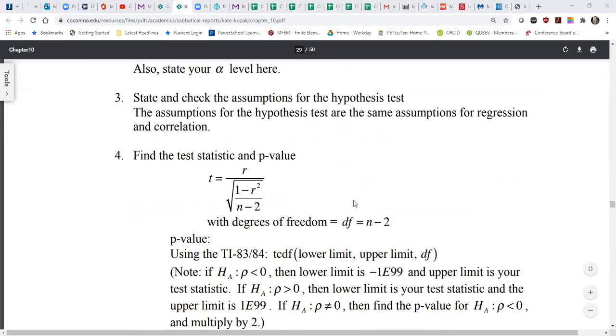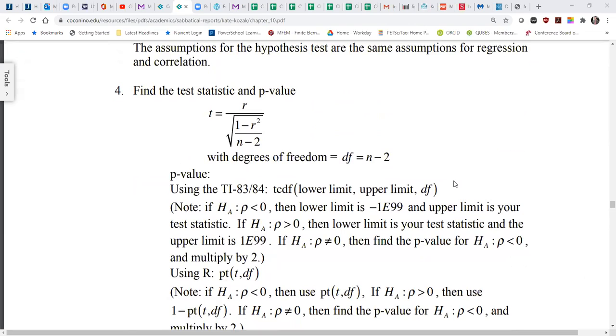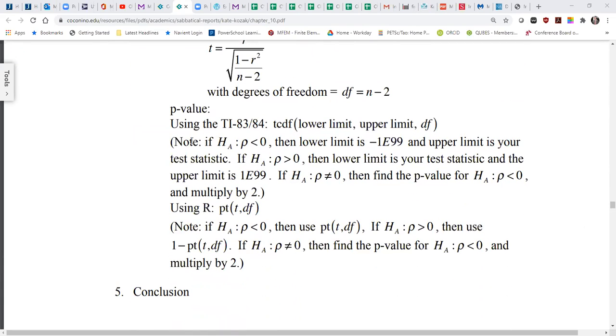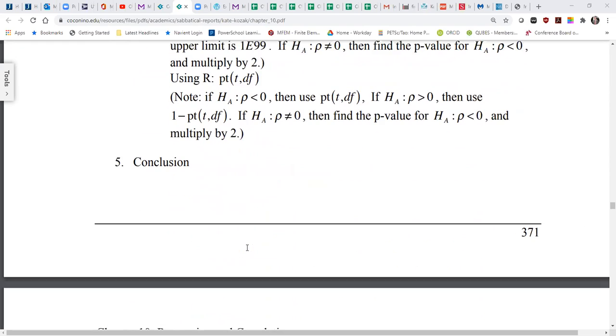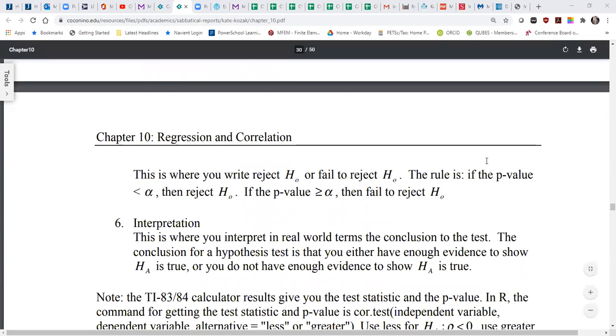For the previous problem, the degrees of freedom is n minus 1, but for this case, the degrees of freedom is n minus 2. So here, be careful. This is the formula if you use the calculator, and it is the formula if you use the R program. The conclusion is the same thing.